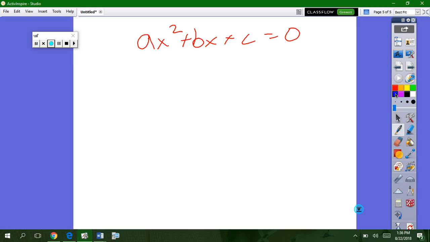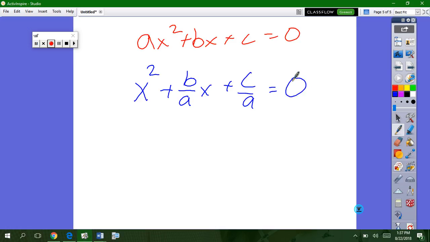Okay. So like I said, I always like to have the value in front of x squared, the A value, to be 1. How do I get rid of A? I'm going to divide it out. So I have, you guys don't have to write this down, by the way. Just observe. Just really just observe. Plus, right?